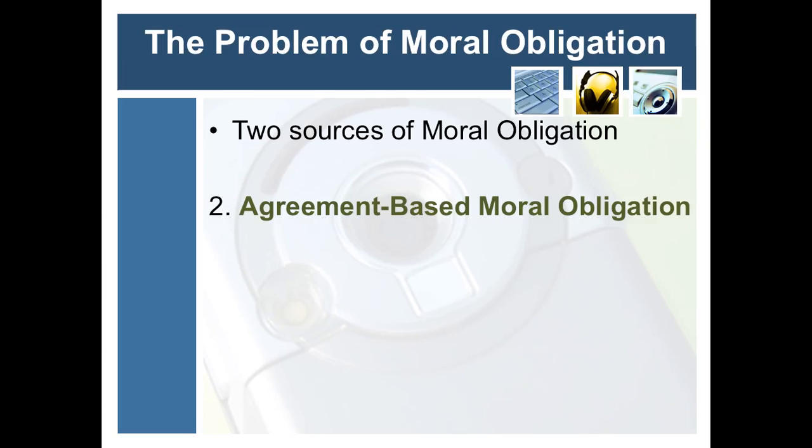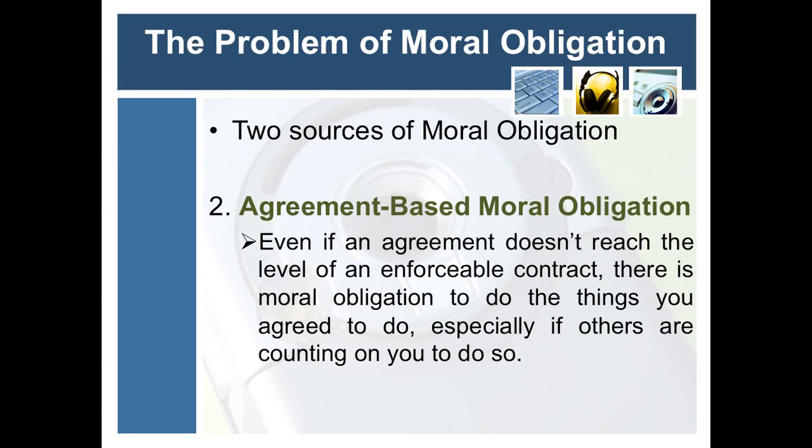We have the second one, agreement-based moral obligation. Even if an agreement doesn't reach the level of an enforceable contract, there is moral obligation to do the things you agree to do, especially if others are counting on you to do so. For example, if one student tried to borrow money from another student and he promised to pay that student whom he borrowed the money from, then he has the moral obligation to pay that certain amount on the day he promised to pay that.